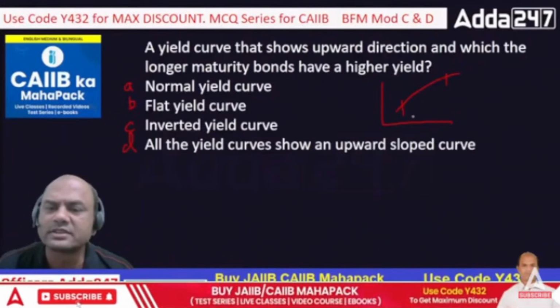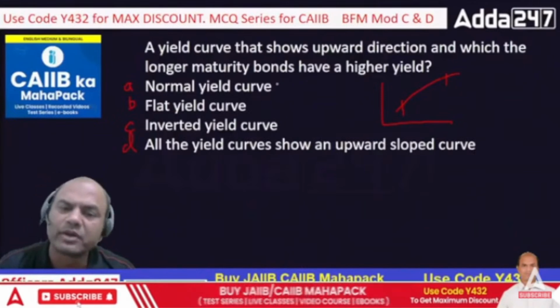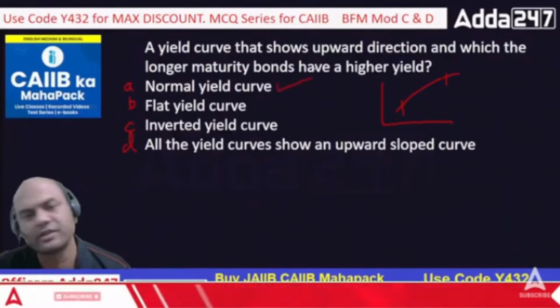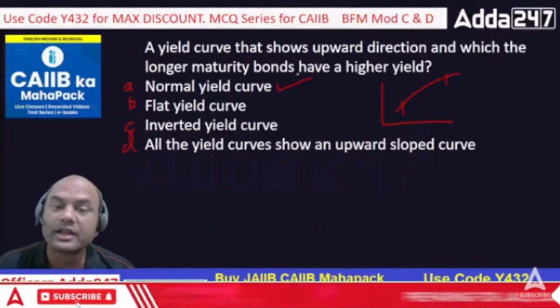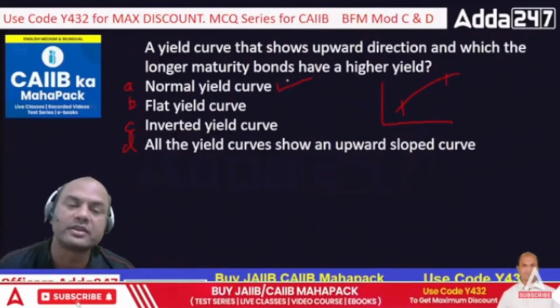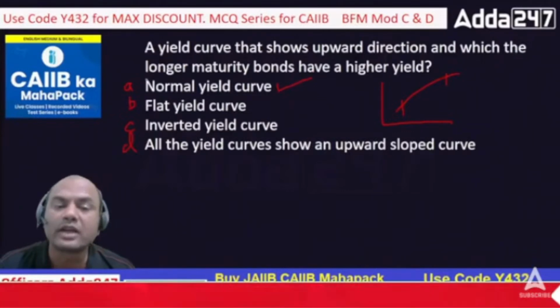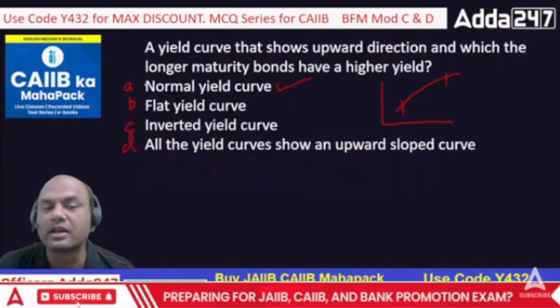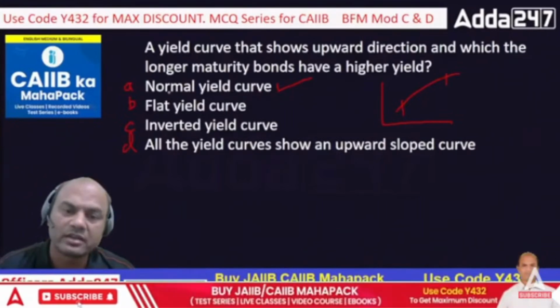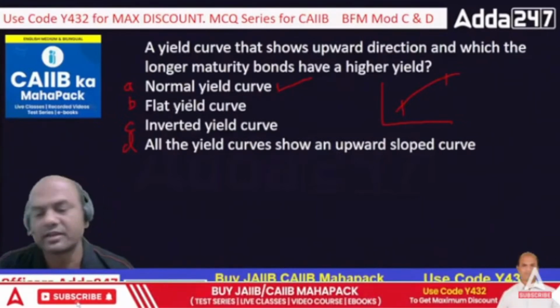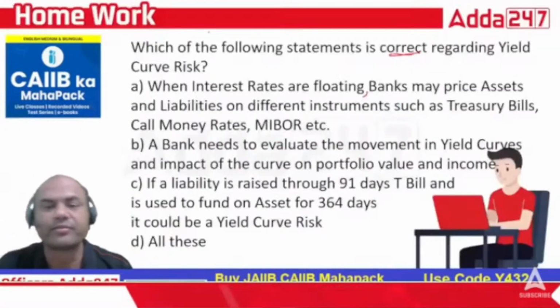What is this? Normal, flat, inverted, or all? It is obviously normal, isn't it? Simple one. Got it? Clear? Move on. Understood everyone? Type yes in the comment section if you have understood. Also type the answers. Normal yield curve. Have you got this A answer, everyone? What is the answer? A or flat? Correct?